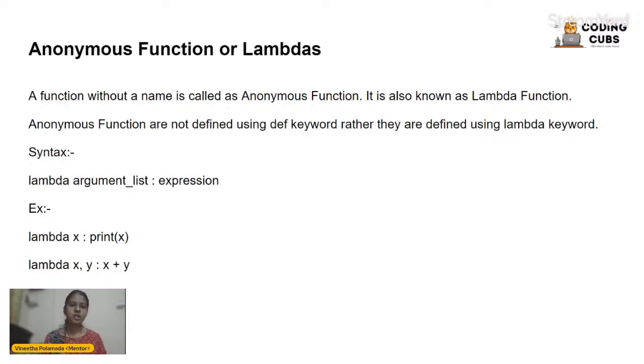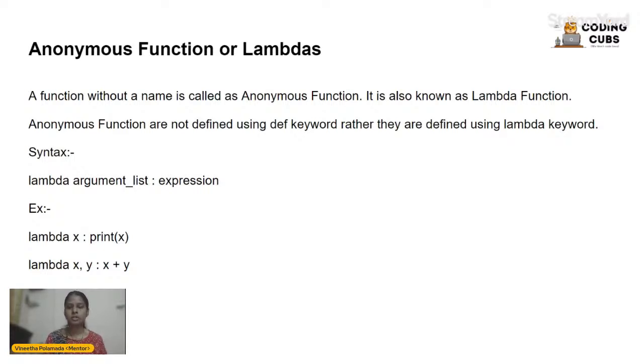Next, anonymous functions are not defined using the def keyword. If you have gone through our functions session, you would have understood that the structure of a function starts with a def keyword, followed by a function name and then a colon, and in the next line we have some indentation followed by some lines of code. That is how you define a normal, regular function.